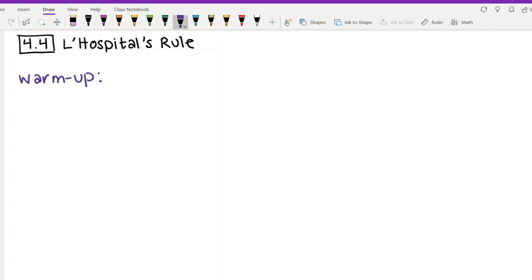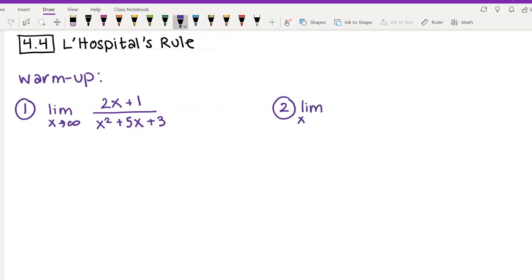So I want to give you a warm-up to think about, just to get your mind back on limits and remember how those work. I'm going to give you two different problems and then we'll do each of them together. The first one is the limit as x approaches infinity of 2x plus 1 over x squared plus 5x plus 3. The second example is the limit as x approaches 1 of x squared minus 5x plus 4, all divided by x minus 1.